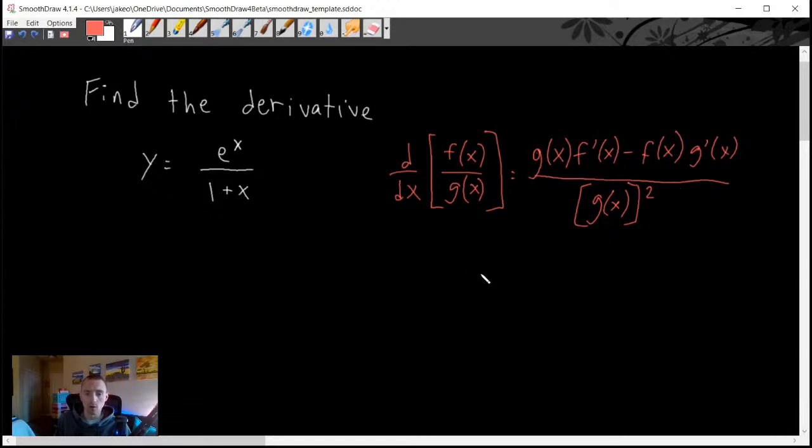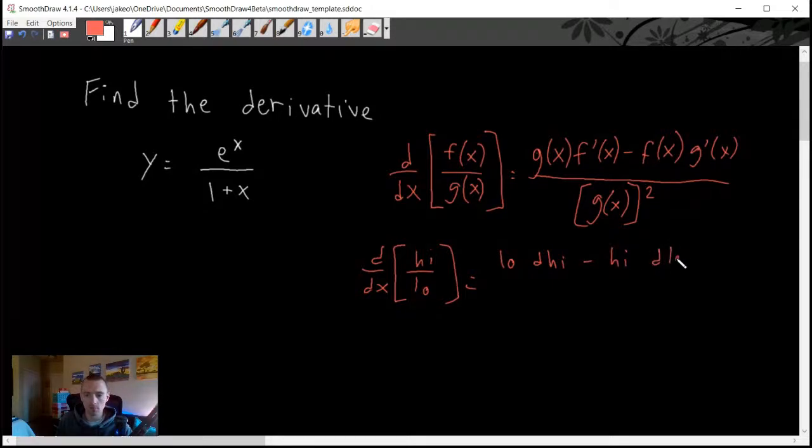So how do you remember this? Well, keep in mind, instead of thinking of this as f and g, because that can be hard to keep straight, think of it as the derivative of like a high and a low. So just think of the top of your fraction as high, the bottom of your fraction as low. It's pretty easy to remember. The way you remember it is it's going to be low d high, so low d high minus high d low all over low squared.